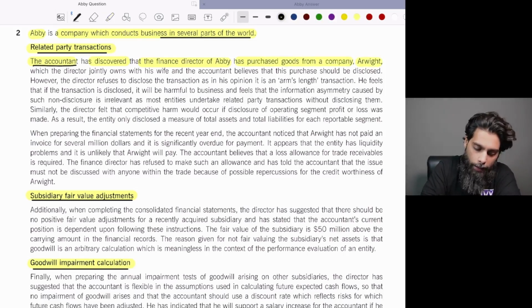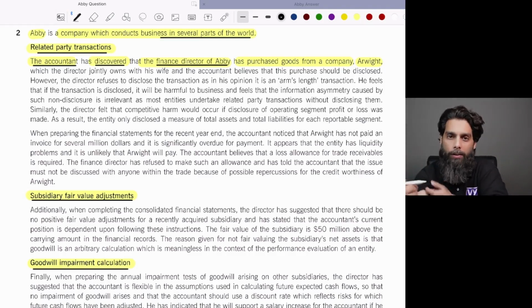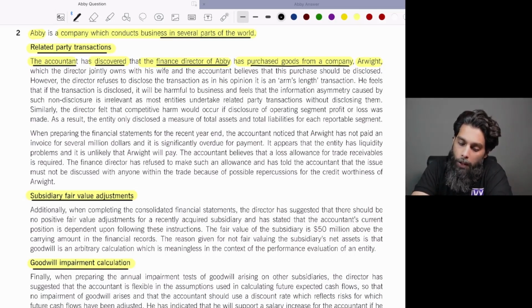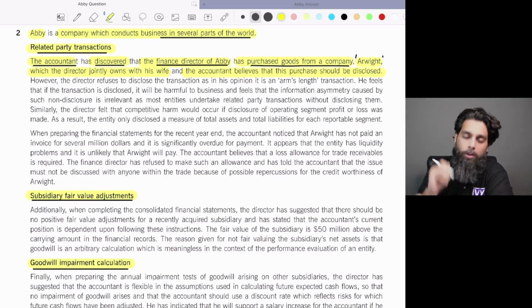So basically, you are the accountant, and you have just discovered that the finance director of AB company, your boss, literally your boss, the top layer person in your organization. You have just discovered that the finance director has made sure that some goods are bought from a particular company in this scenario, whose name is R White, which you came to know the director jointly owns with his wife, and the accountant believes that this purchase should be disclosed.